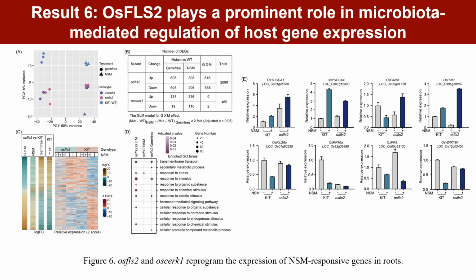Transcriptome analysis of KIT and FLS2 plants grown with and without microbiota revealed that a large number of differentially expressed genes, DEGs, exhibit opposite expression trends between KIT and FLS2. These DEGs are mainly enriched in defense-related functions, indicating that the microbiota can modulate the plant's defense responses through receptors such as FLS2. OsFLS2 plays a crucial role in microbiota-mediated regulation of host gene expression.